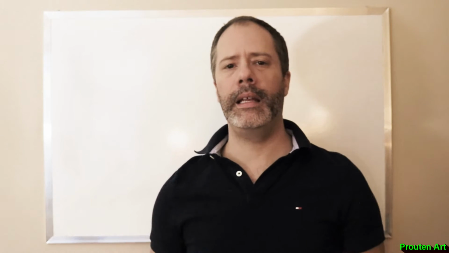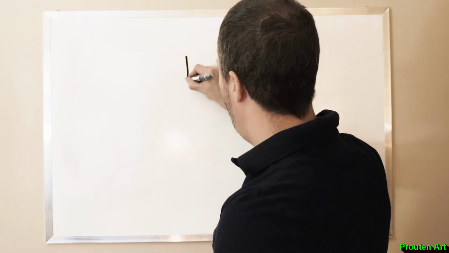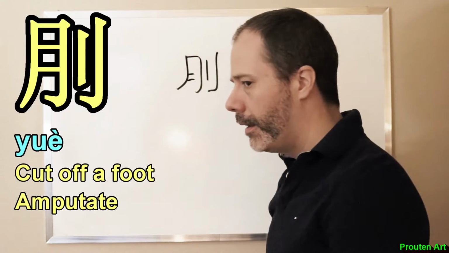Today I want to explain the character yue, which is by itself useless, but it creates a lot of children. So what is this character yue? This is what we will find out. Now I will write the character yue. It is written as follows: the radical of the moon and the radical of the knife.